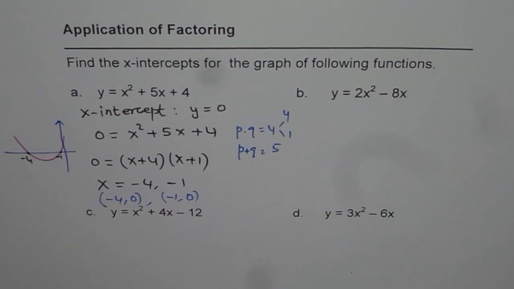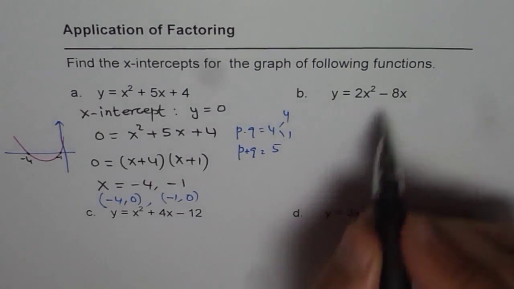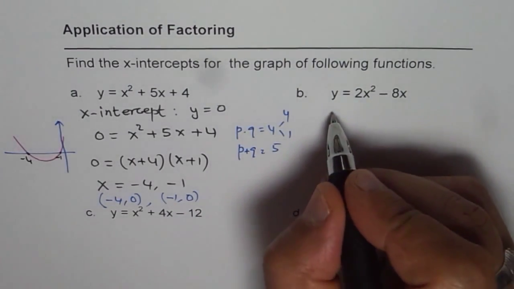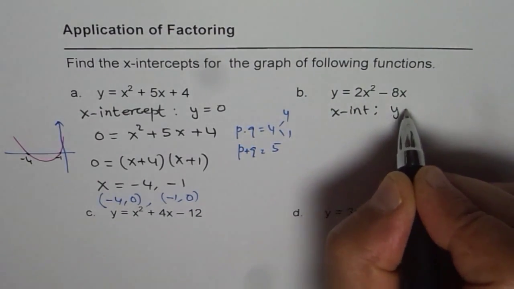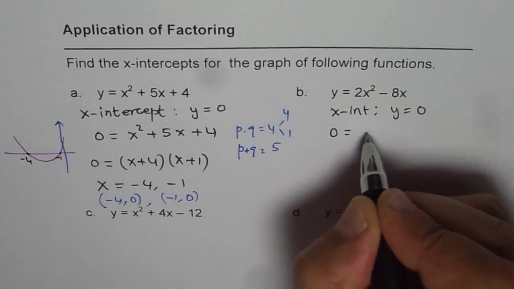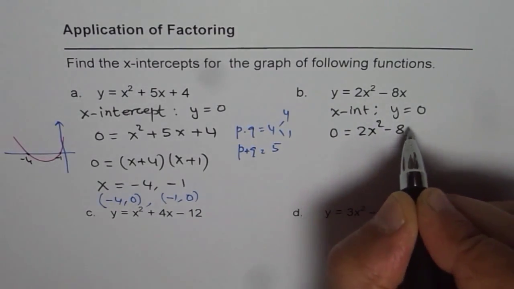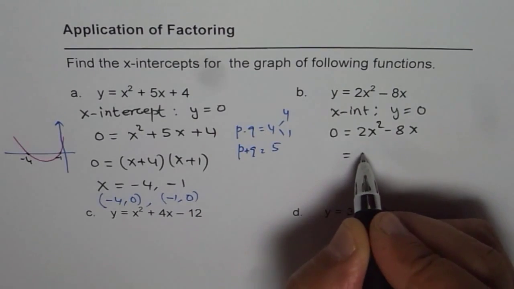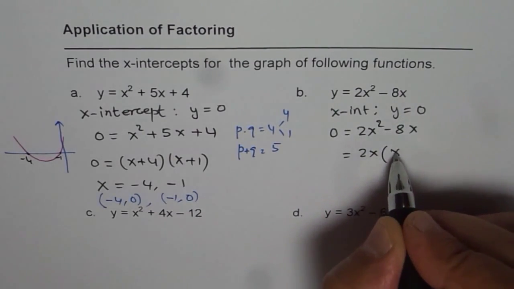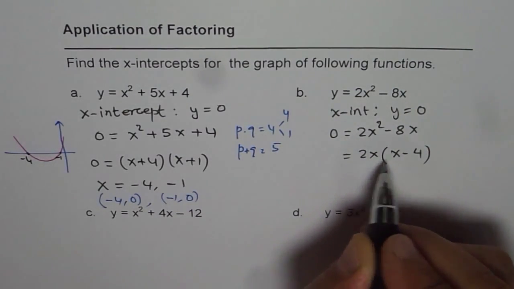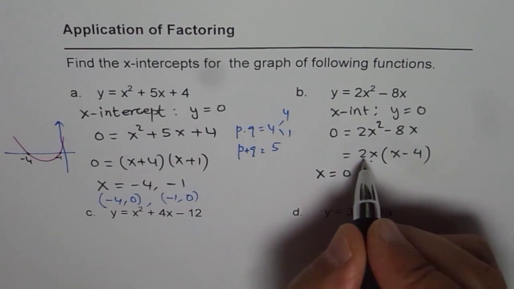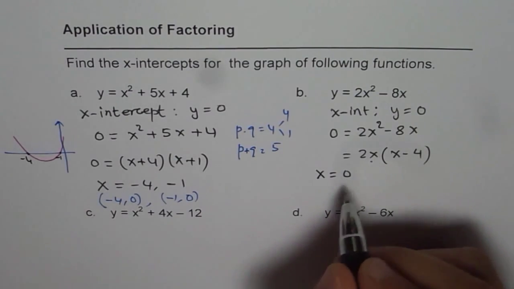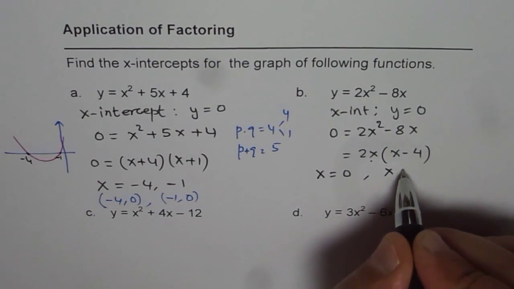Now, I'll do the next one for you. These two are for you to practice, correct? Let's factor this one. X-intercept means y equals 0. So we'll equate 0 equals 2x squared minus 8x. We can factor the right side. 2x is common. So we get 2x times (x minus 4). Now the right side is 0 for x equals 0. The first factor is 2x, which is 0 for x equals 0, and the second factor is 0 for x equals 4.